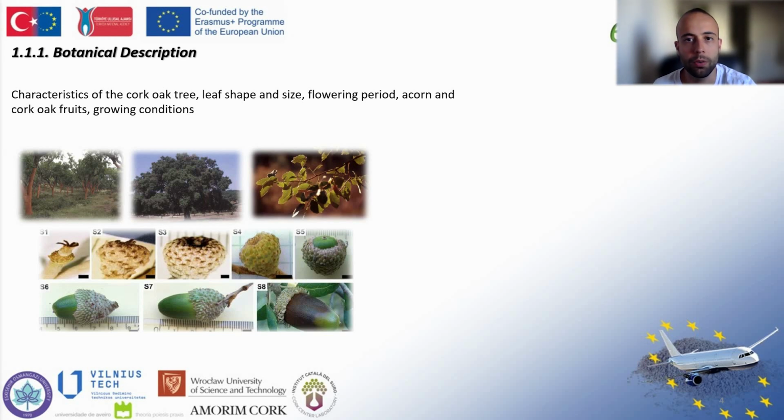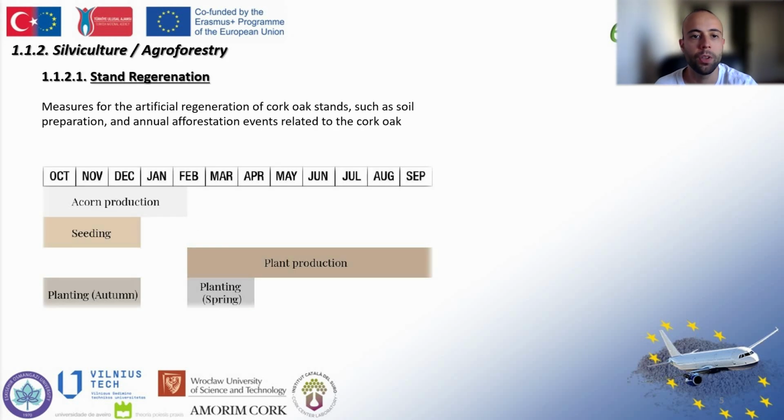We will see the botanical characteristics of the cork oak tree: leaf shape and size, flowering period, acorn and cork oak fruits, and also growing conditions. We will also learn about the seeding, planting, and flowering periods.